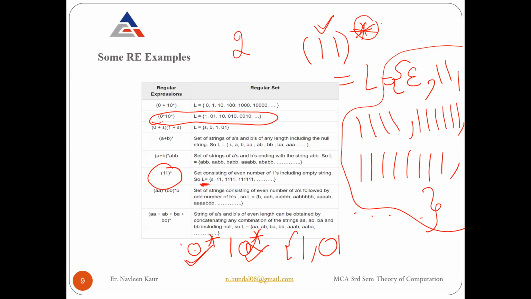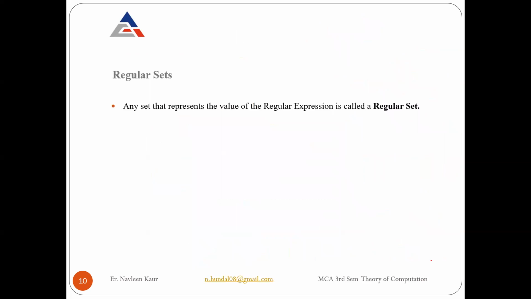This 0 is not there, this 0 is repeating once, 1 0. All these are there, 0 1 0. Okay, this is repeating twice, this is single, double 0 1 0. This is single, other one is repeating twice, and so on. Okay, so this is how you have the expressions with you and you can create the languages. Okay, so any set that represents the value of the regular expression is called a regular set.